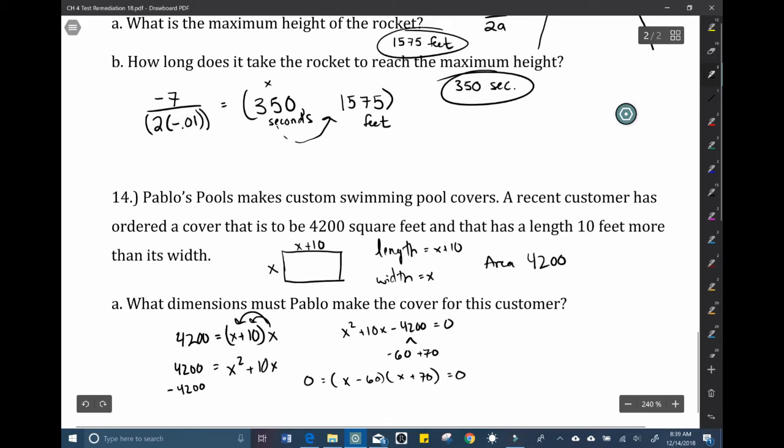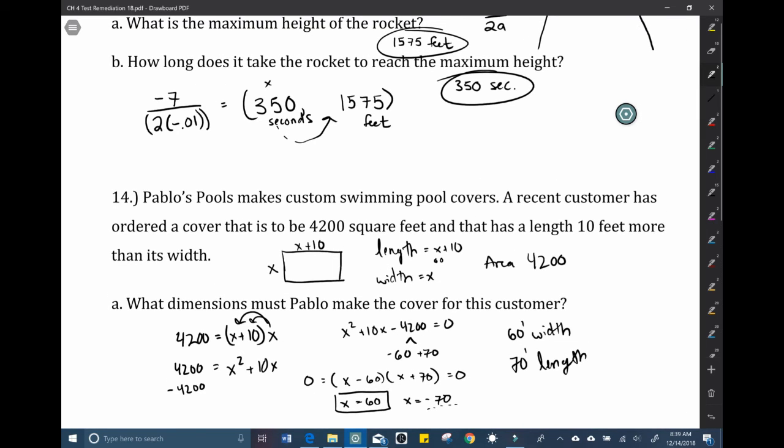Solving these, we have that the width is either positive 60 or the width is negative 70. Well, this does not make any sense, to have a negative width. So our width is 60. 60 feet is the width. It just so happens that this other 70 is the length. So 70 feet then is the length. Because if we take the 60 and we add 10, that's how we get it. Okay? That is the remediation.